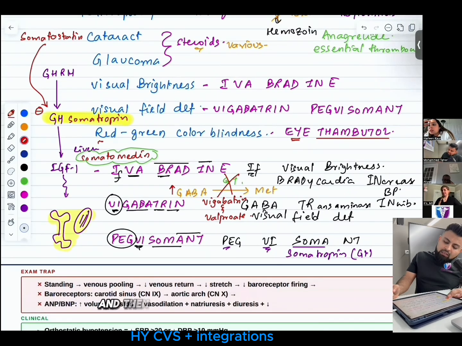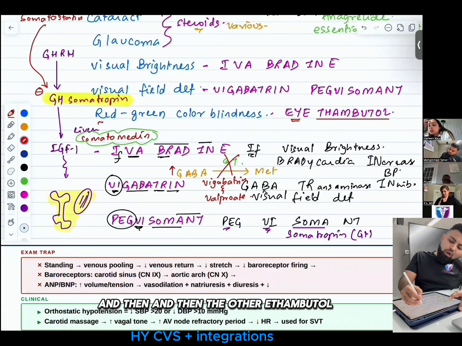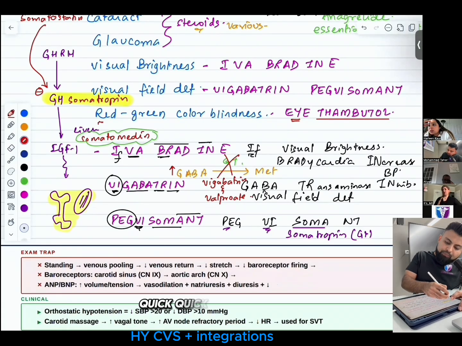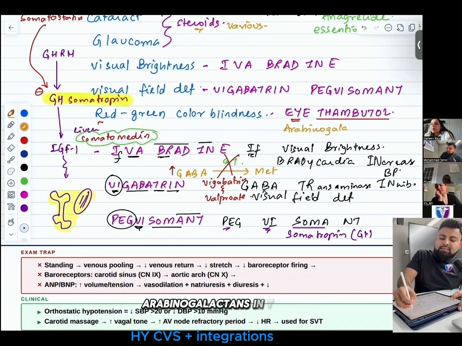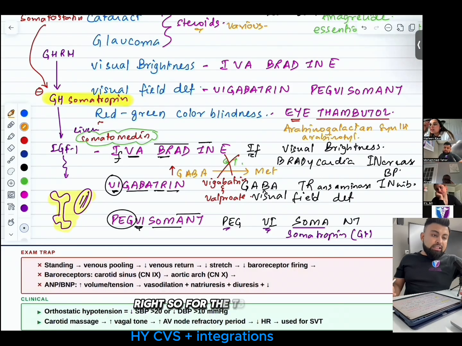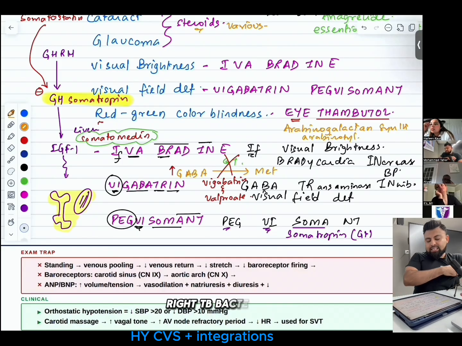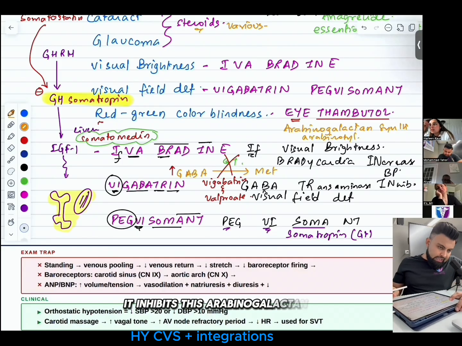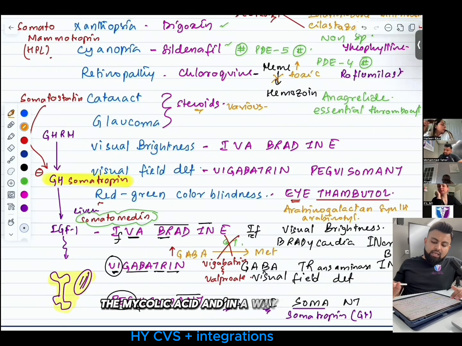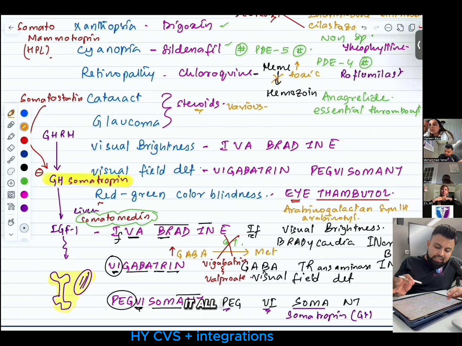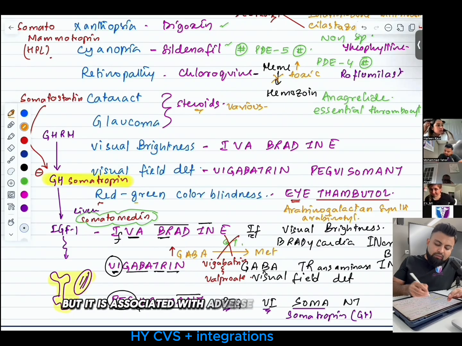And then the other, ethambutol. Mechanism of action of ethambutol: arabinosyl transferase or arabinogalactan synthase, right? So for the TB bacteria, it inhibits this arabinogalactan, the mycolic acid, and in a way its mechanism is going to benefit against the TB bacteria, but it is associated with the adverse effect of red-green color blindness.